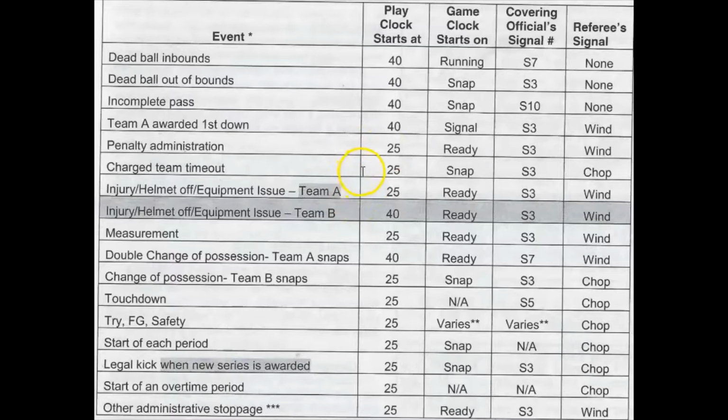All team timeouts we're running through here, 25. Or this changed a few years back: helmet off on the offense for 25, helmet off on the defense for 40. And again, this isn't all on you, play clock operators. Referees, rest of the crew, y'all need to know this by heart as well.